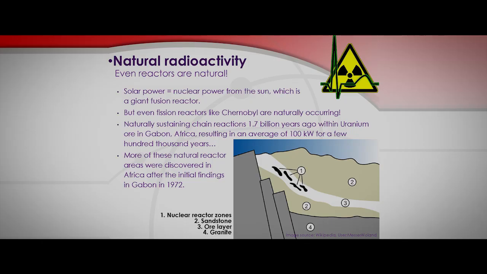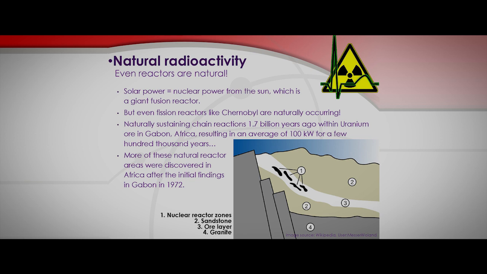But the thing is, well, we all know that solar power is nuclear power from a giant fusion reactor. But there are even natural fission reactors, like the Chernobyl reactor, like our power plants, occurring in nature. And a natural sustaining chain reaction occurred about 1.7 billion years ago with the uranium ore in Gabon in Africa that resulted in an average of 100 kilowatts output for a few hundred thousand years.